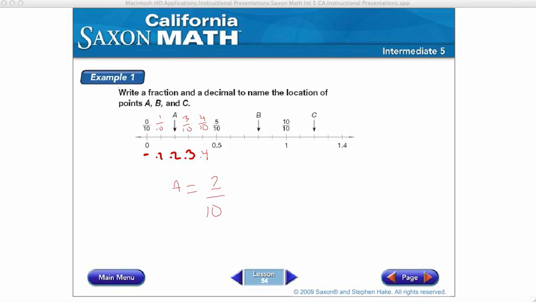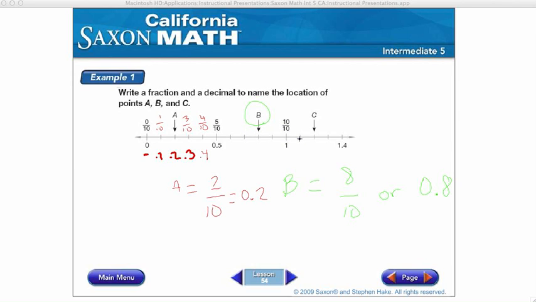So if I wanted to figure out what point B was at, I would continue on from 5/10, 6/10, 7/10, 8/10. So B equals 8/10 or 0.8, because it's asking you to write a fraction and a decimal, which I didn't do for A. A is 2/10 or 0.2. And if I continue on to C, here I have 10/10 or 1 whole.